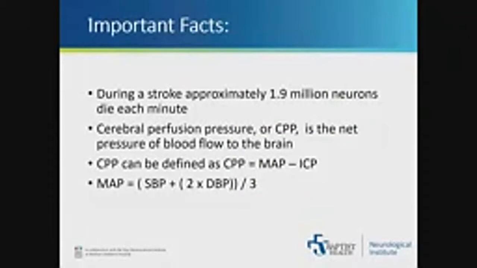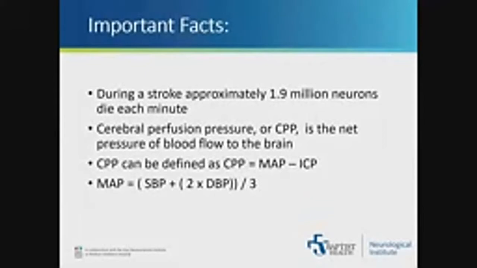So a few important facts. As somebody said earlier, approximately 1.9 million neurons die each minute. But how do we know that our brain's getting enough perfusion and enough oxygen? So there's a calculation called the cerebral perfusion pressure. And we use this every day in the ICU for patients that have EVDs in. And it's the net pressure of blood flow through the brain.